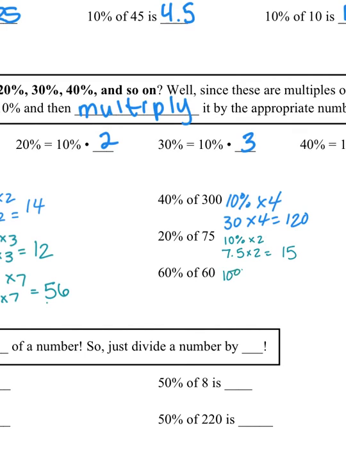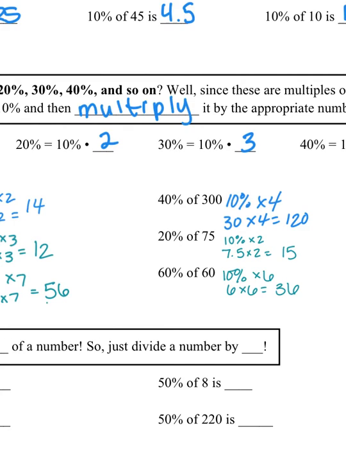All right, 60% of 60. That's 10% times 6. And I know that's going to be more than half, so I know it should be more than 30, right? Because 60% is more than 50%. So 10% would be 6 times 6 is 36. And yep, 36 is more than half of 60. So yeah, that sounds about right.